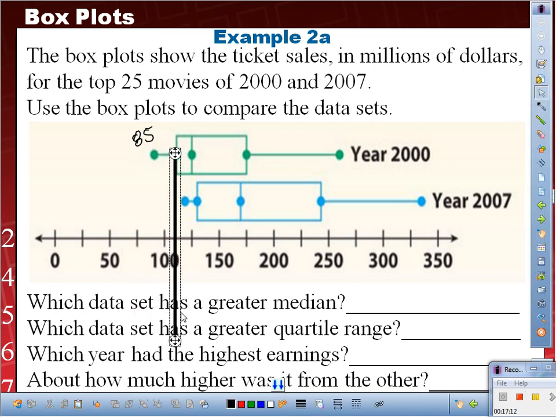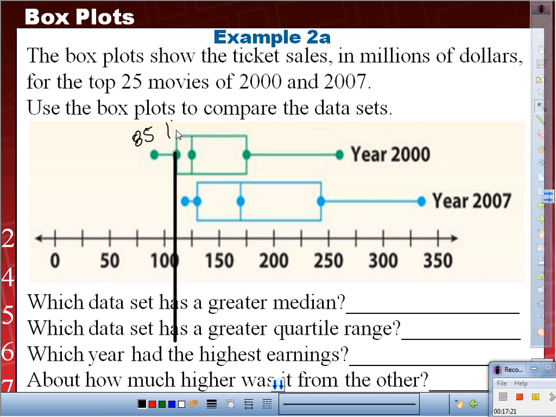What is Q1? Here's 100. Here's 150. This is 125. So 115. Q1 is 115. Label that, please.